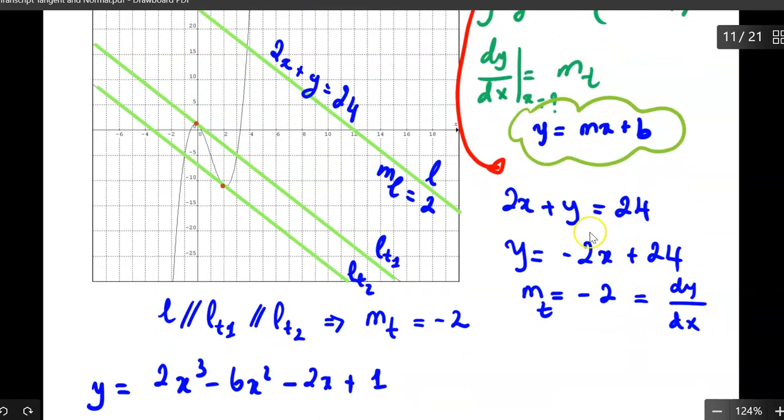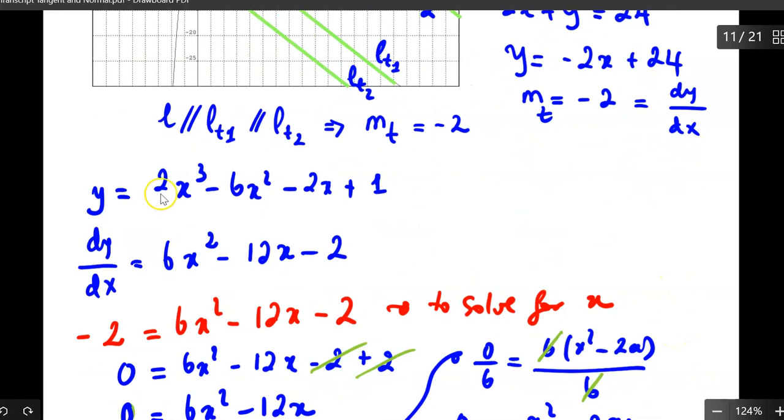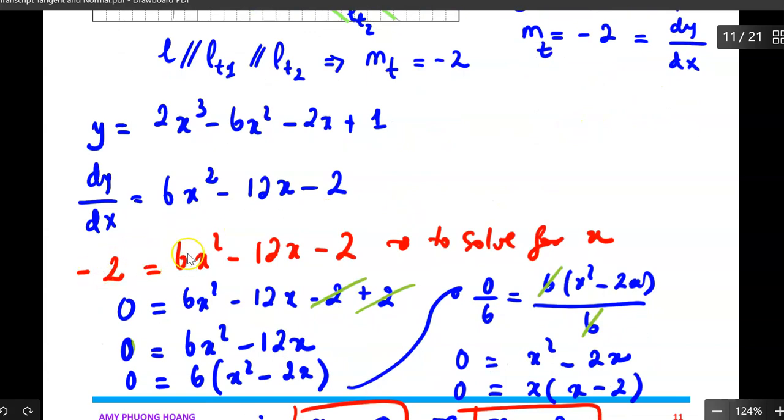So I did that. I found the slope for this line as -2, and I know that they are parallel to each other, so the slope is the same if they are parallel. Okay, so the slope represents dy over dx. So after I differentiate this equation, dy over dx equal to -2. So I substitute -2 in here in order to solve for my points.